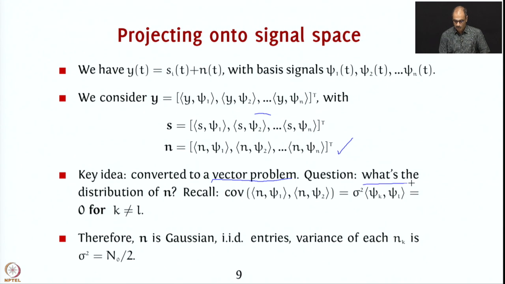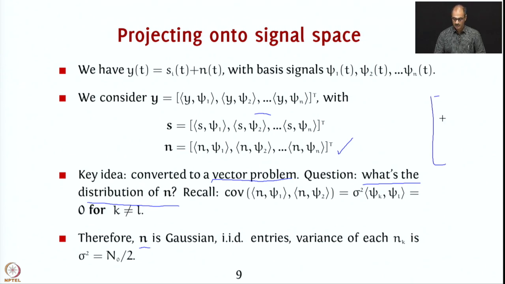So the first thing we are going to look at is, what is the distribution of n? If you remember, we did this exercise a couple of lectures ago. If you now study the correlation between n psi 1 and n psi 2, it is going to be sigma square times the inner product of psi 1 and psi 2. So the inner product of psi k and psi l is 0 if k is not equal to l, and if k is equal to l, the inner product is 1. So this n is a Gaussian random vector consisting of iid entries. The variance of each component is N0 by 2.